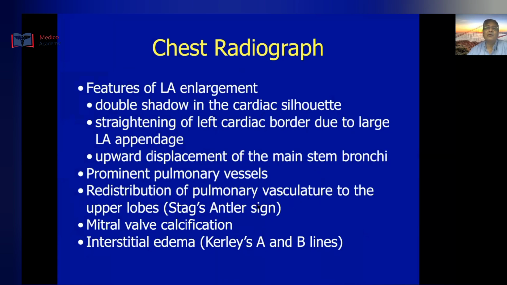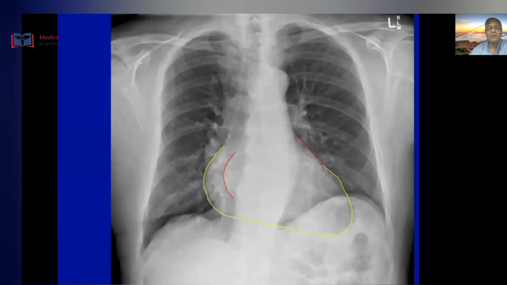Some people even refer to it as the sergeant's mustache sign. Mitral valve calcification and interstitial edema, that is Kerley A and B lines. So when we talked about double density shadow, look at this. There will be a difference in the intensity of this area, which has the right atrium and the left atrium together, and the intensity here. So this is only the LA which is enlarged and which is extended up to this area. So this is a double density shadow because of this.